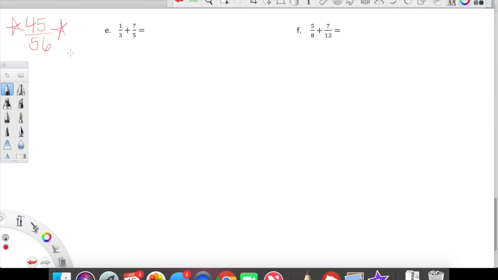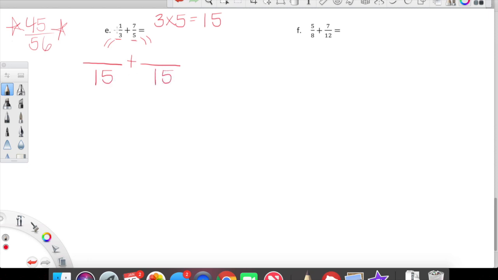E, 1/3 plus 7/5. 3 and 5 are not the same number. I know, Mrs. C, that in order to add these together, we have to transform both of these fractions into equivalent fractions, sideways equal signs, so that we can add them together. Let's go ahead and continue using the strategy for finding a common denominator that we have been for the first two examples. And let's just multiply 3 times 5 because it is so easy. 3 times 5 is 15. So a common denominator between 3 and 5 is 15.